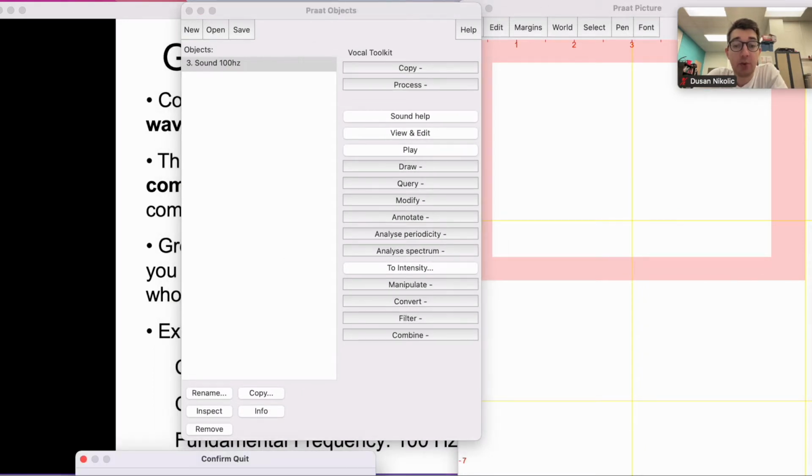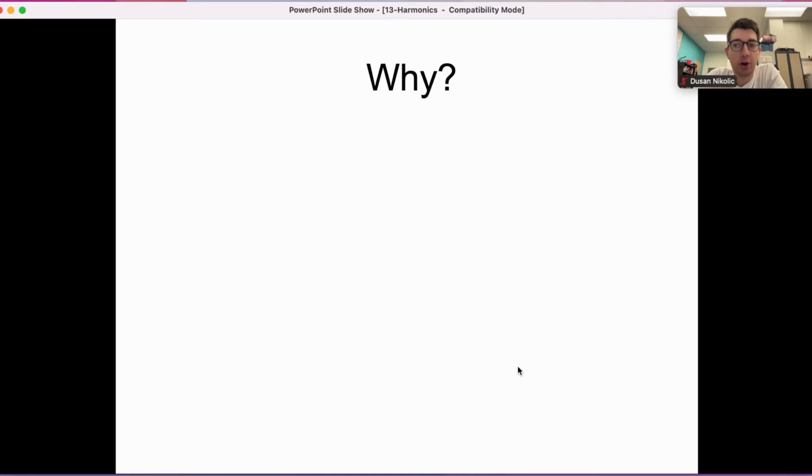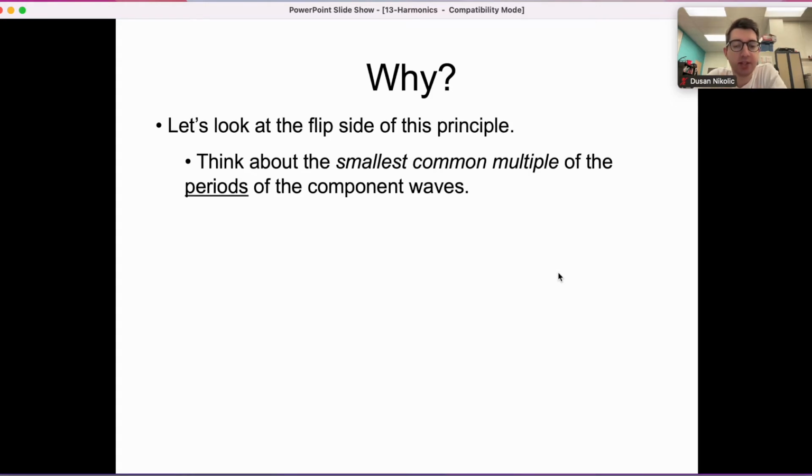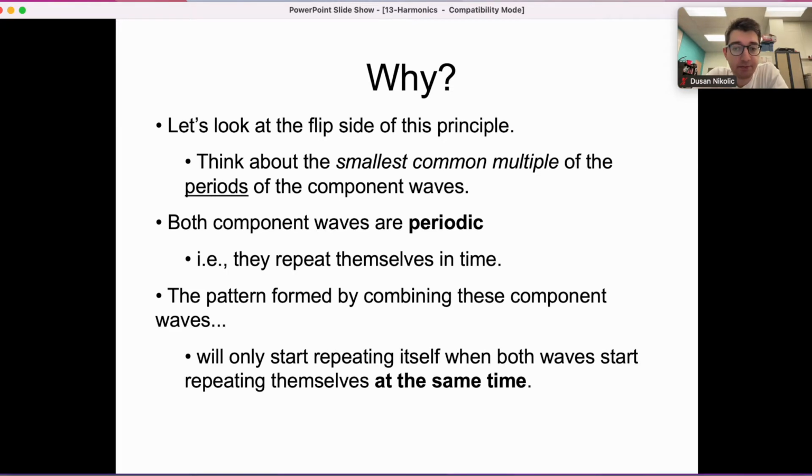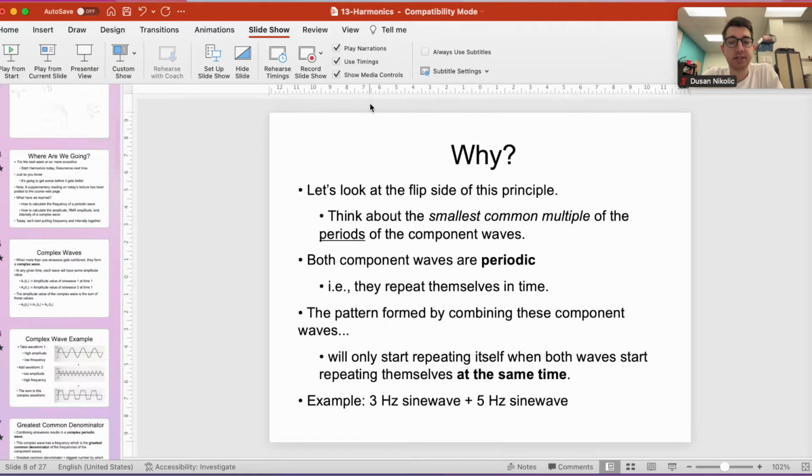Great. Now that we know this, we can move on and ask the question why. Why is the fundamental frequency the greatest common denominator of the two? Let's flip this upside down. Think about the smallest common multiple of the periods of both of the component waves. What do I mean by this? Well, both component waves are periodic, they repeat themselves in time. The pattern formed by combining these component waves will only start repeating itself when both waves start repeating themselves at the same time. And this is important.